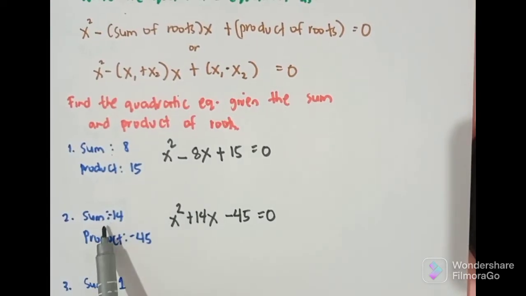Again, si sum lang yung nagbabaliktad ng sign. Kung negative, magiging positive. Kung positive, magiging negative. Si product as is. Kung minus siya, minus. Kung plus siya, plus.